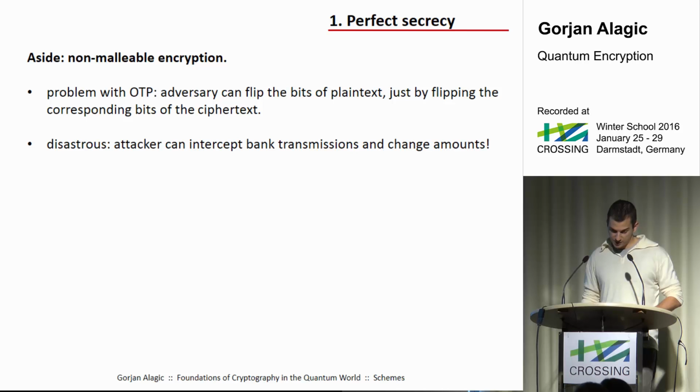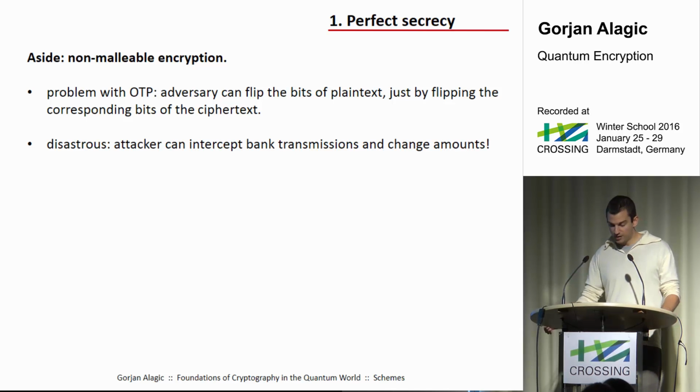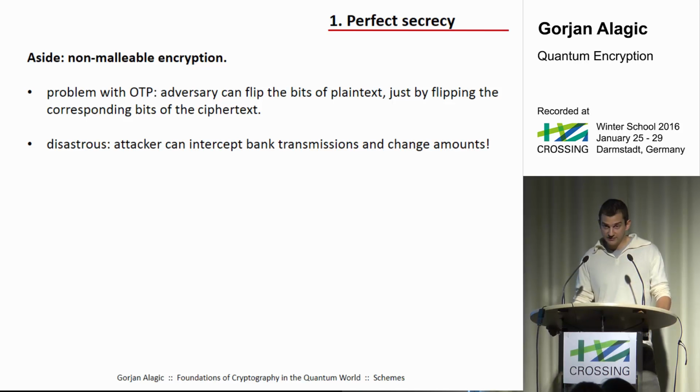So there's one problem with the one-time pad, classically and quantumly, that I want to talk about briefly, and that's called malleability. You probably know about this as well. Classically, one problem with the one-time pad is that the adversary can simply flip the bits of the ciphertext, and this will have the effect of flipping the corresponding bits of the plaintext. This follows trivially from the way the one-time pad works.